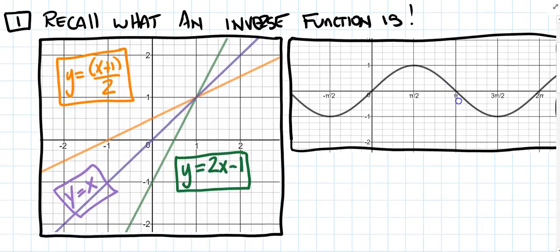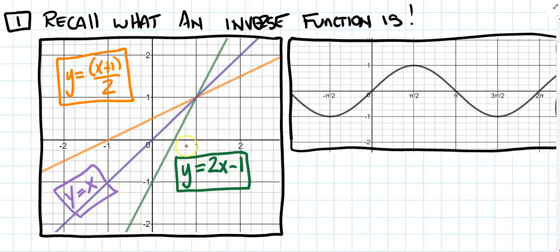Alright, so let's recall what an inverse function actually is. I have this graph on the left-hand side. I have in orange the equation y equals (x plus 1) divided by 2, and in green the equation y equals 2x minus 1. And then I have the line y equals x. These are all linear, so they're just lines.